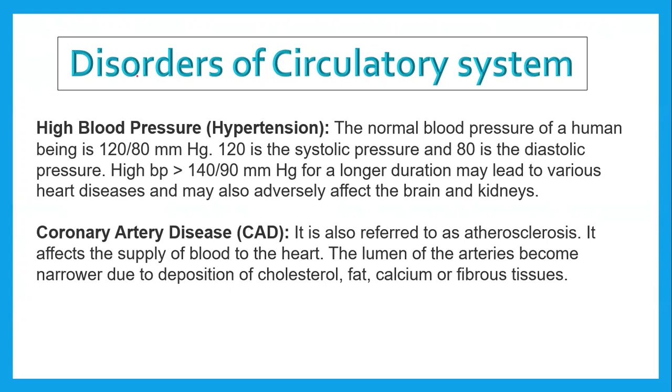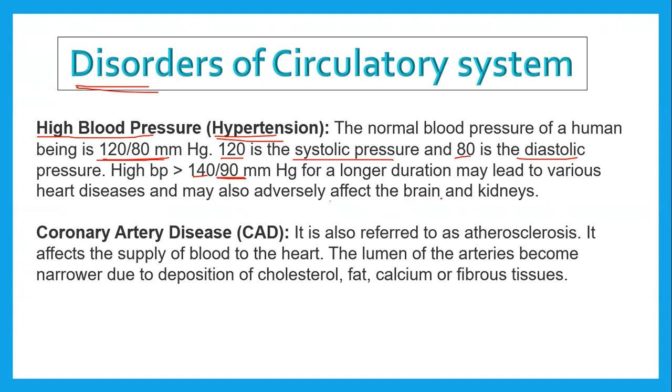Moving on to the last topic of this chapter, disorders of the circulatory system. The most important is high blood pressure, which is referred to as hypertension. The normal blood pressure is 120 by 80 mm of Hg, but in case of hypertension, the 120 may rise to 140 and the 80 may rise to 90. 120 is the systolic pressure and 80 is the diastolic pressure. So high BP means the blood pressure increases beyond 140 over 90.